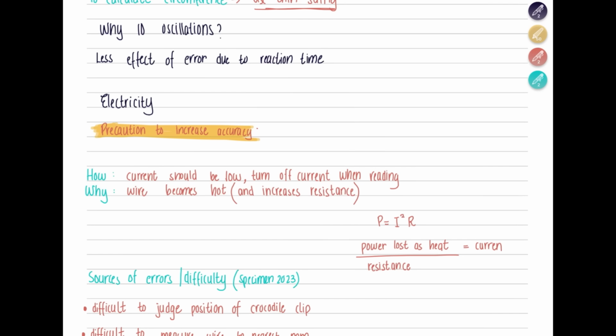Turn off the switch, turn off the current when reading, so that you give some time for the circuit to cool down. If you look, P equals I squared R. If the current is high, the power lost as heat will be high. So use less current, so less heat is dissipated.